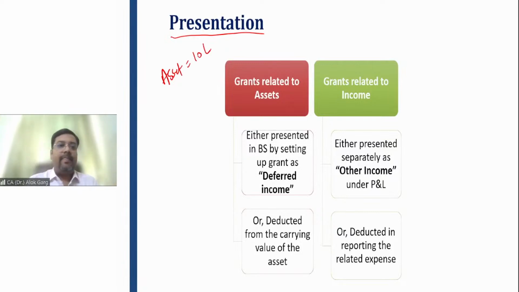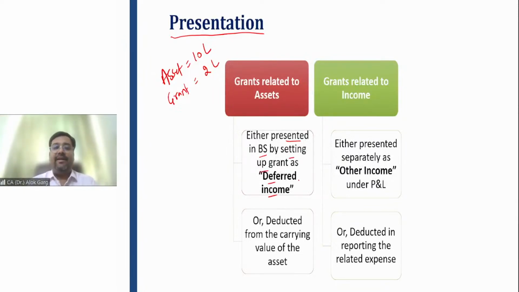$10 lakh. And the grant which the company has received is 2 lakh, right? So friends, there are always two approaches: gross approach and net approach. Gross approach means full value, net approach means net value. So if a company has received any grant relating to an asset, how has this grant to be shown in the financial statements? Either presented in the balance sheet by setting up the grant as deferred income.